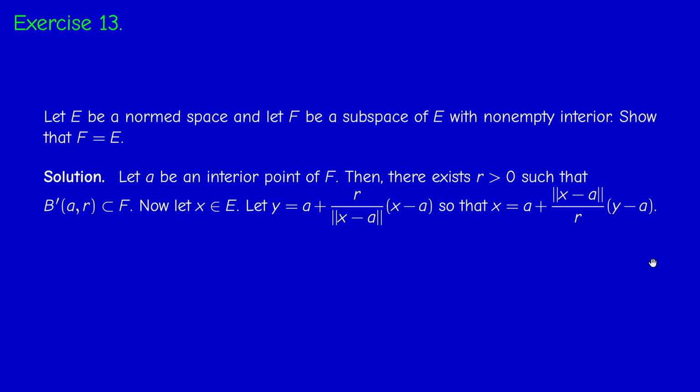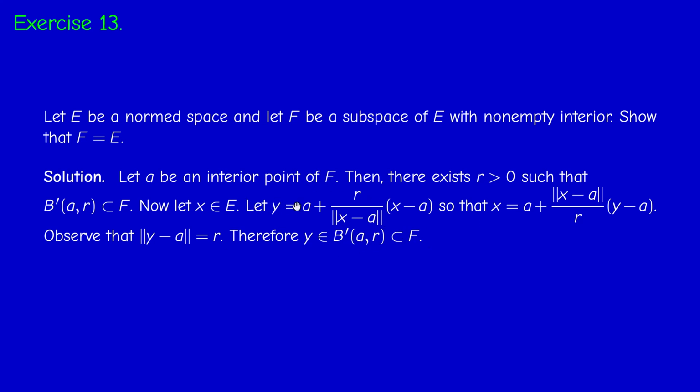And now this y actually belongs to the sphere of center a and radius r. Because when you subtract a, you get this. Take the norm, the norm of x minus a over itself is 1, so you get r. So it's on the sphere, so it's on the closed ball actually. So therefore y is in F.